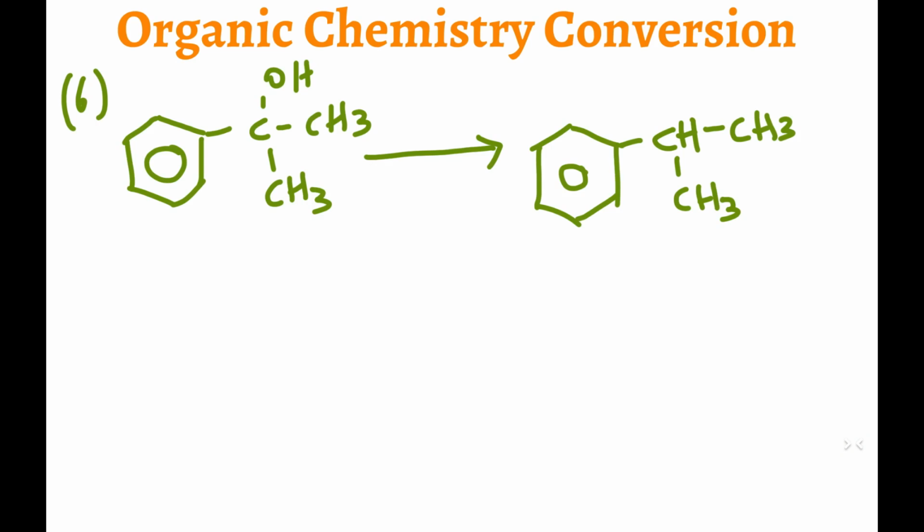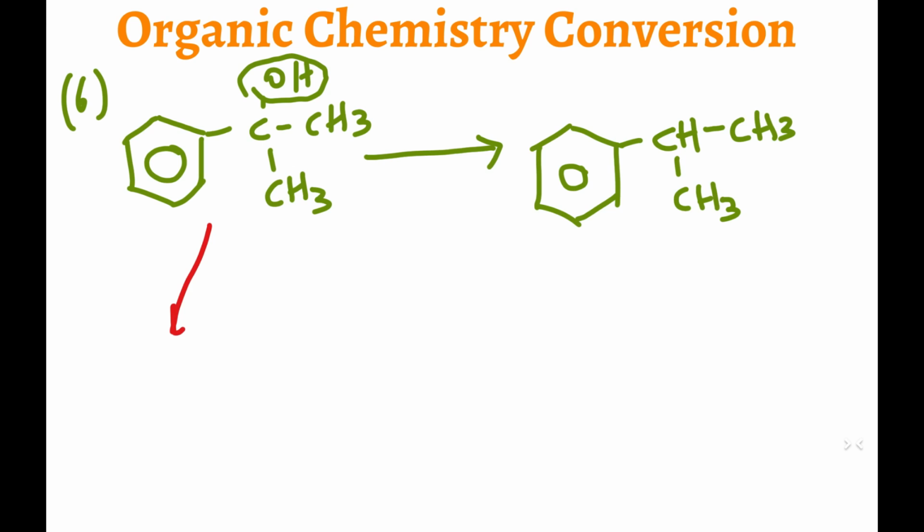Let's consider our sixth organic conversion. In the sixth one, you can see we need to change only the OH group with a hydrogen atom. Basically, we have to use a few reactants and a few steps to complete this organic conversion. Exactly, we have to use a Grignard reagent and a few other reactants to complete this one.